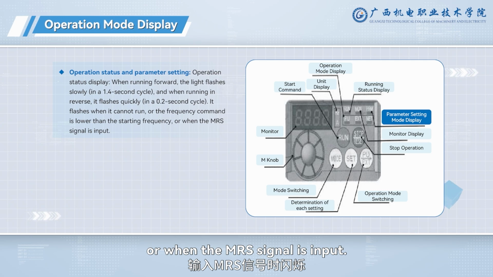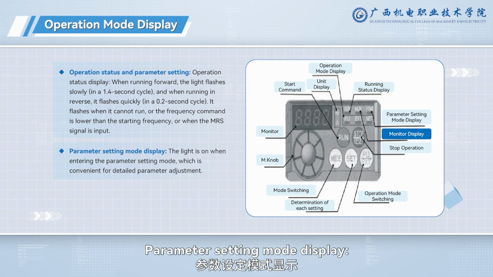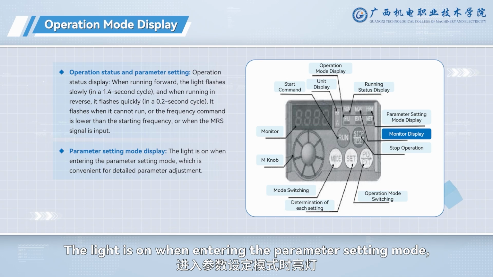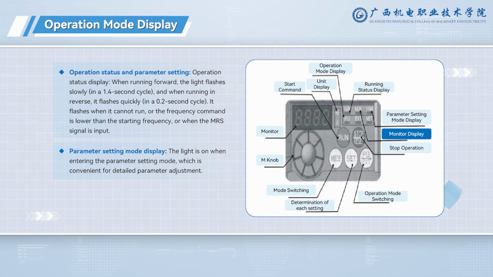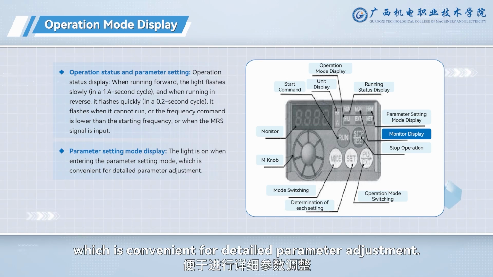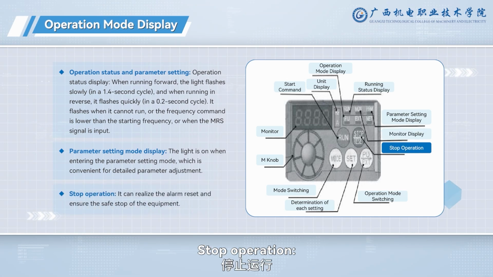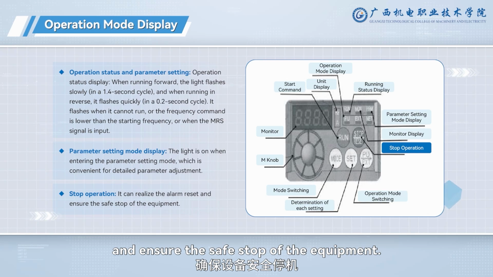Parameter setting mode display. The light is on when entering the parameter setting mode, which is convenient for detailed parameter adjustment. Stop operation. It can realize the alarm reset and ensure the safe stop of the equipment.